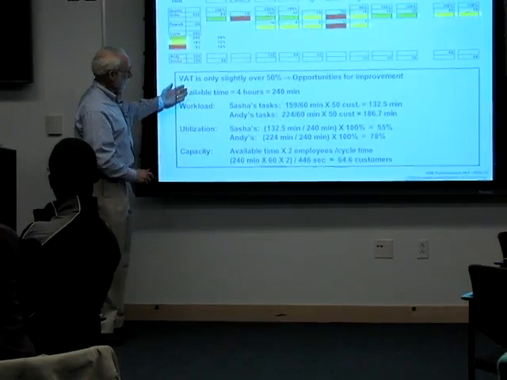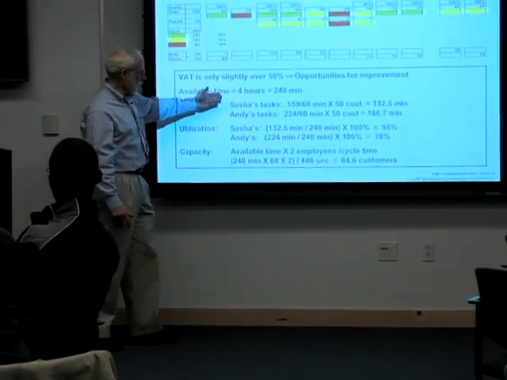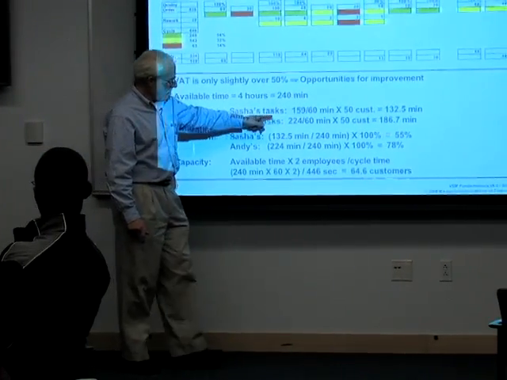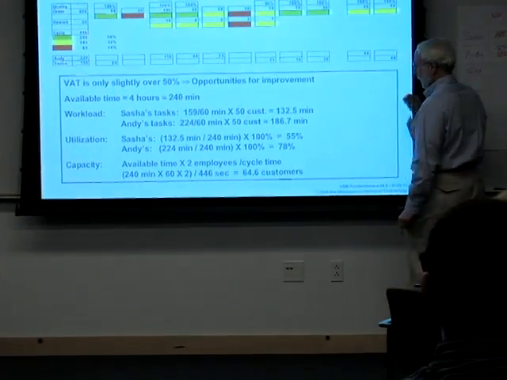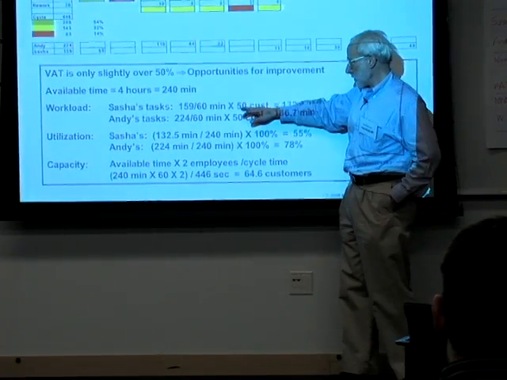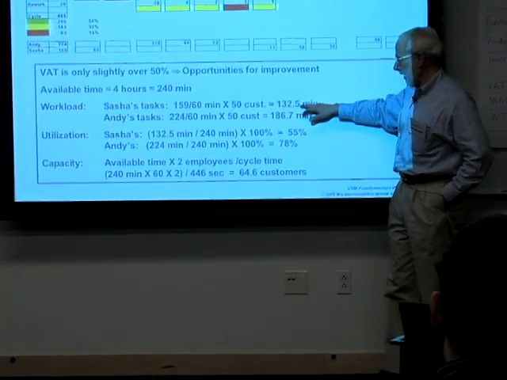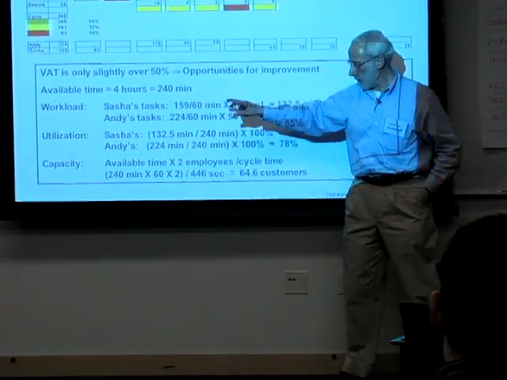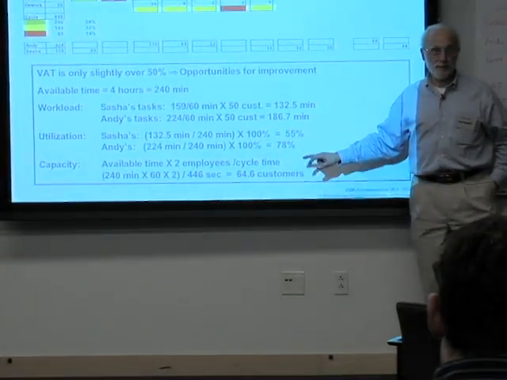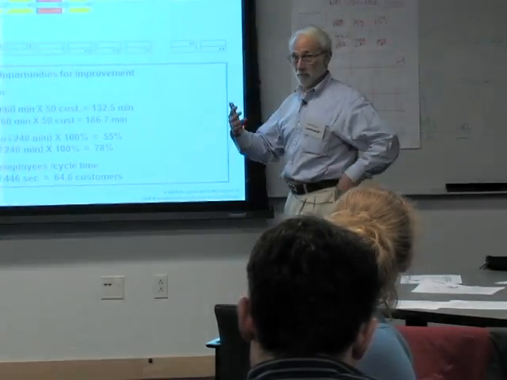Let's look at now the analysis part. So this is the value stream mapping. Now we're doing the analysis. We have a total available time of 240 minutes. So Sasha's working here, 159 divided by 60 minutes per hour times, per order, she services 50 customers. So she's working 132 and a half minutes out of the 240 minutes. So she's about 55% at capacity. She's got almost 50% capacity that she's just not doing anything.